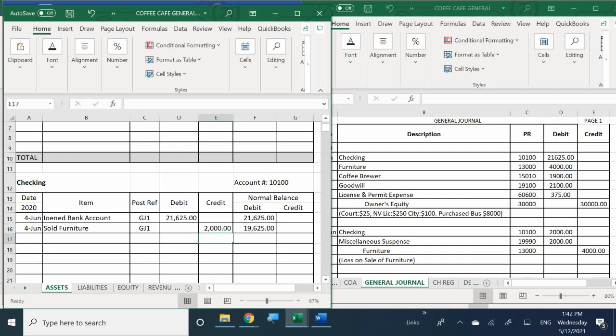Now it's because I added the formula in there, right? I subtracted out my credits, right? Because credits decrease your bank account. In this case, now it decreased my account balance by the $2,000, right? So it calculated it automatically for me, saying I went from 21 now to 19. So that's what this formula does.